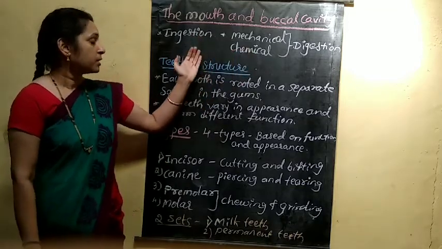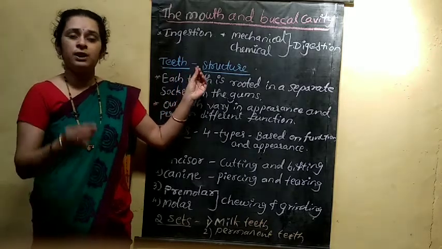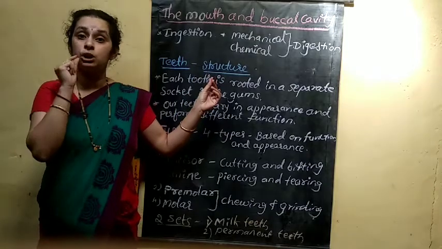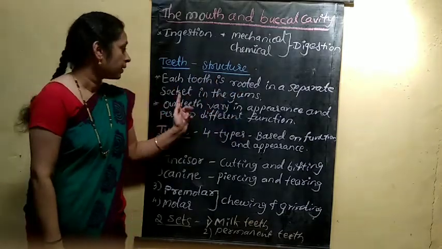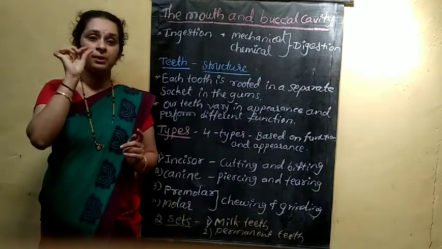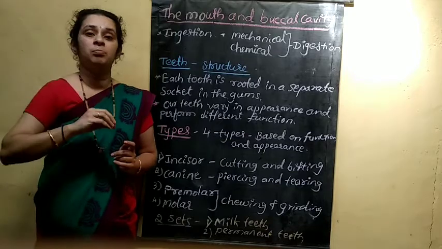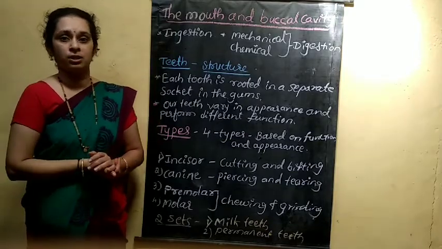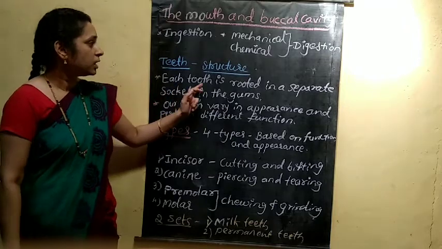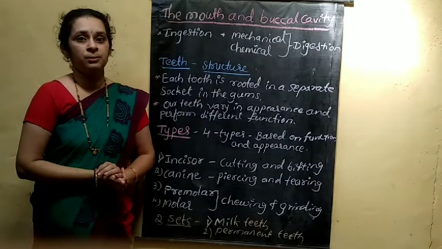Then first we have to discuss the teeth. If you consider each tooth, each tooth is rooted in a separate socket. They are present in the gum. You will study the structure of the tooth in higher classes. Just remember, each tooth is rooted in a separate socket in the gums.